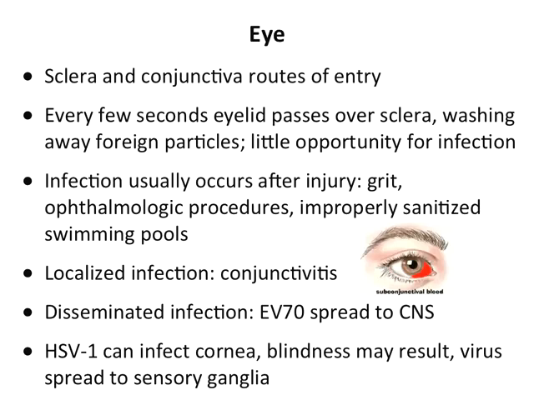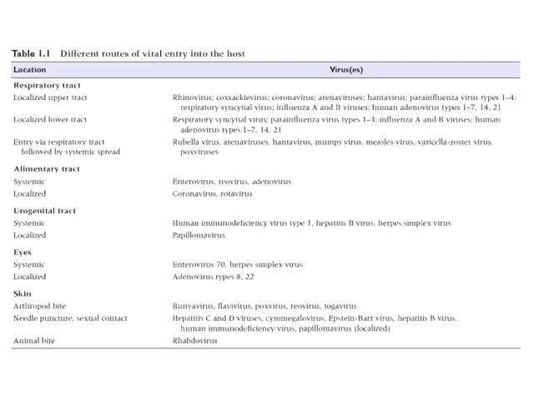Some viruses can infect the eye and spread. Enterovirus 70, which can cause conjunctivitis, can in some cases spread back, we think, via the optic nerve into the brain and cause paralysis. Herpes simplex virus can infect the cornea and can cause blindness. The virus can also spread to sensory ganglia. So virus infections of the eye are not trivial.